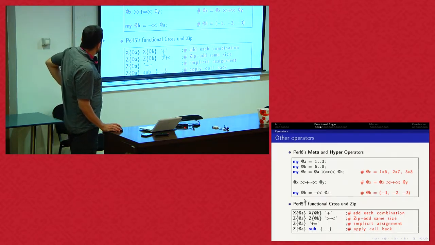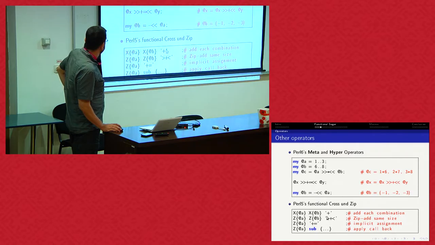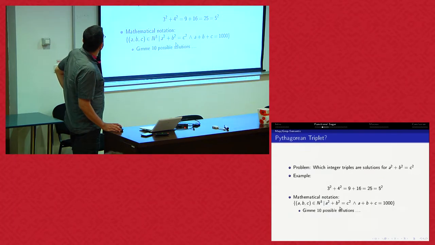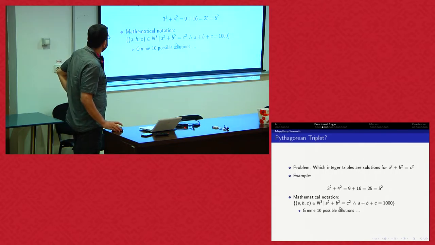We could extend the syntax I showed you just by passing the first element, which could just be an operator, to these axes. So this is when the cross product and you want to multiply all elements. This is if you want to zip add for same sized arrays. If you want an implicit assignment, it's all possible. You can even pass an anonymous sub. So much for operators. Now let's get to something called list comprehensions.